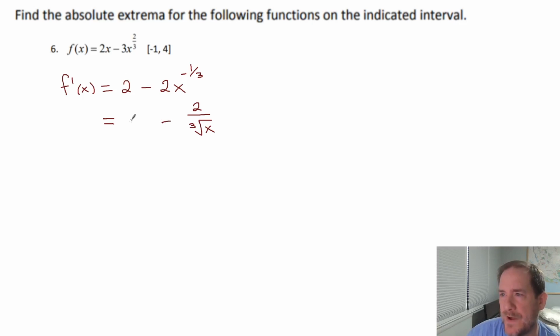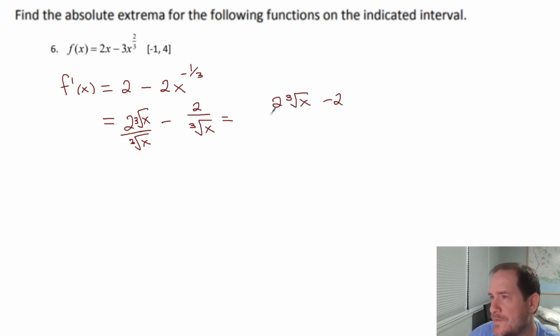So now my 2 over here, I would want to get a common denominator, so I'd end up multiplying by cube root of x over cube root of x. This will allow me to combine these two terms into one term. I feel like we've done this exact problem before, by the way, which is kind of unfortunate, but that's okay. But this would end up giving 2 times the cube root of x minus 2 all over the cube root of x. And I could factor a 2 out of the numerator, but honestly, I don't think I care that much.